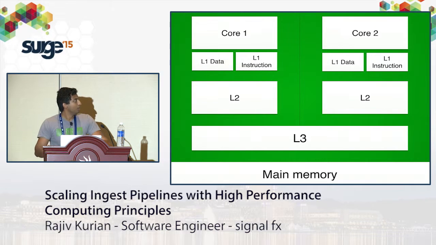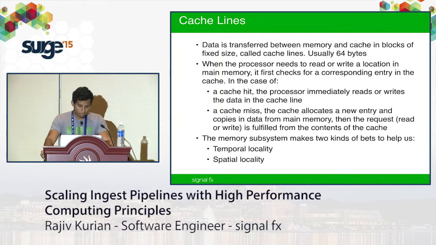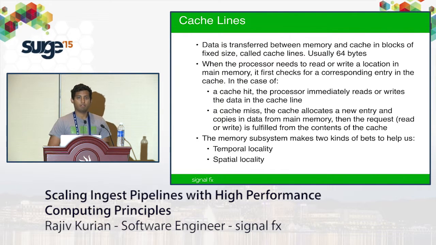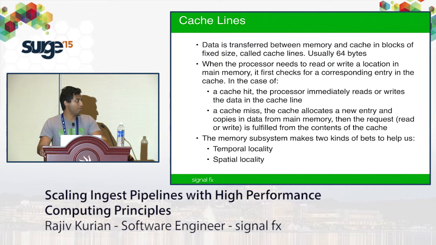So let's talk about cache lines. When data is transferred between memory and caches, it's never done a byte at a time. It's done in fixed size blocks called cache lines, usually 64 bytes on most x86 machines. So when the processor needs to read or write a location in main memory, it first checks for its presence in the cache. If it's there, it's a hit, and the write is immediate. If it's not, then the cache allocates an entry. It needs to page that entry in from main memory, and then the request is fulfilled from the cache. So as you can see, this is a much slower process.